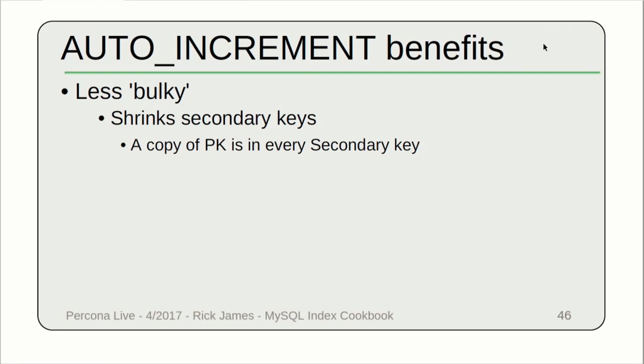Auto increment. Okay, what if your natural key is a VARCHAR(255)? Well, an INT is much less bulky, and secondary keys are shrunk because now you don't have a copy of it there. But if you do the math, if you have one secondary key, it's an equal trade-off. With 2 secondary keys, okay, this argument starts to make sense.